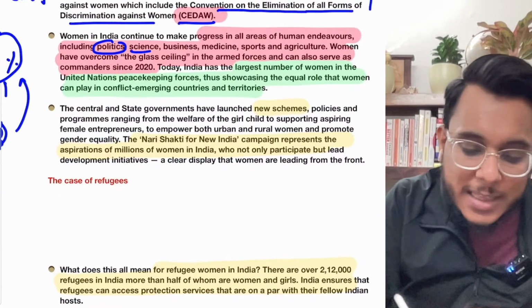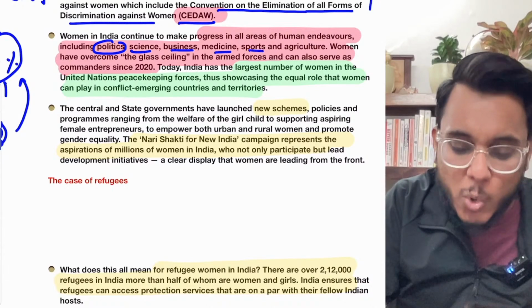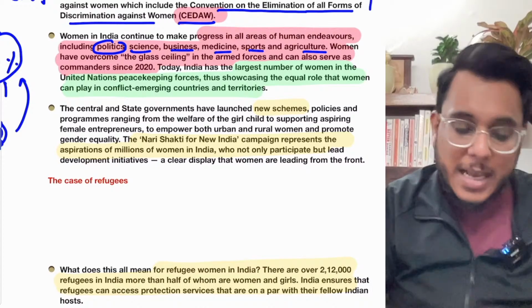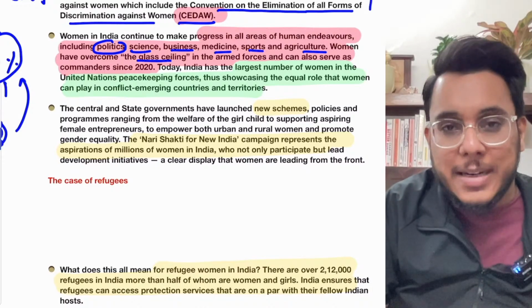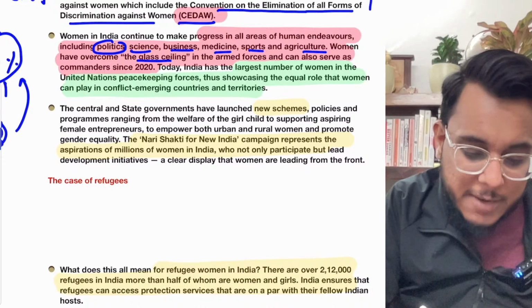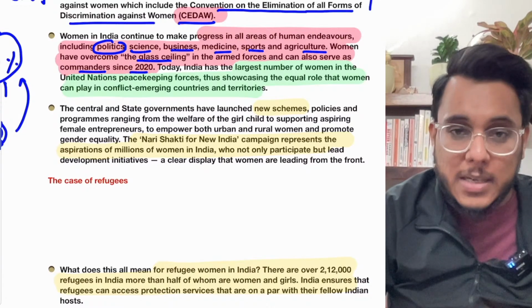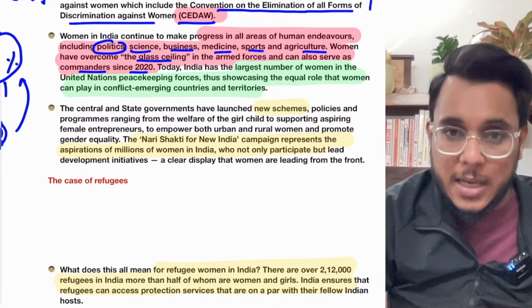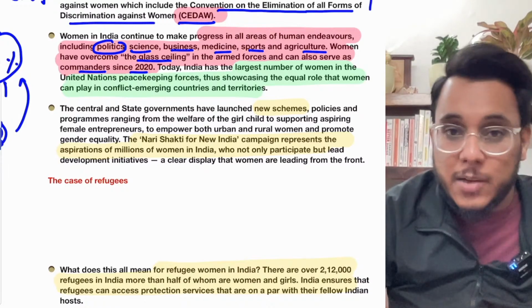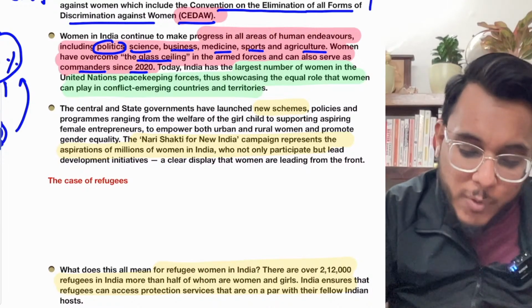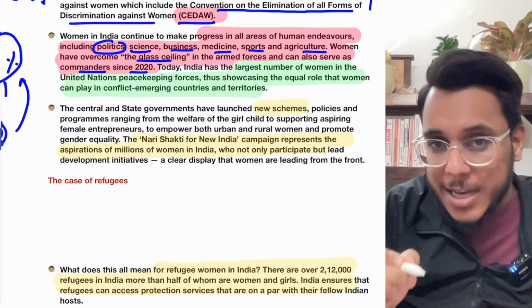Women are now leading in science, business, medicine, sports, agriculture. Find all the places women are leading. Women have also overcome the glass ceiling, and after the Supreme Court judgments, women have been allowed to be commanders in the armed forces, and permanent commission is also being given to women. So we find that women are actually empowered.